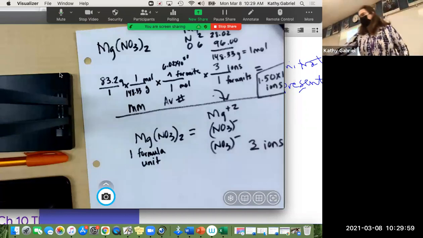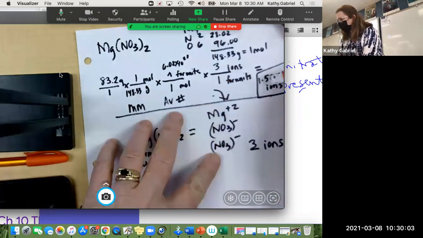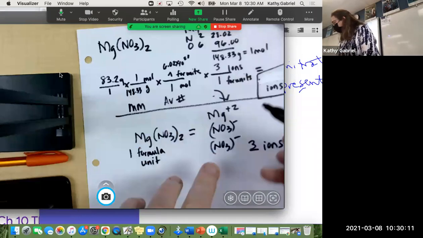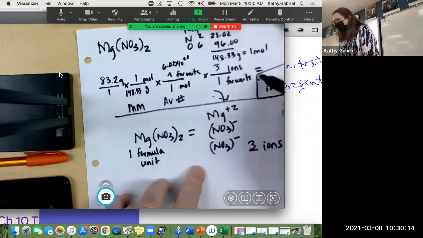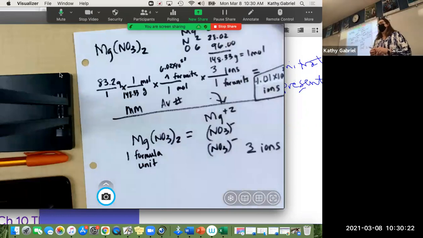Let me see if I have my little whiteout thing. Okay, what do I have? I should have 1.01 times 10 to the 24th. Does everybody concur? Did I do it right this time? I skipped right over this guy.